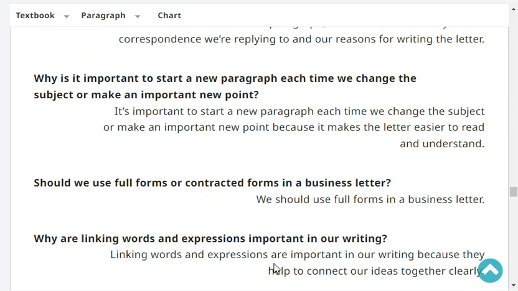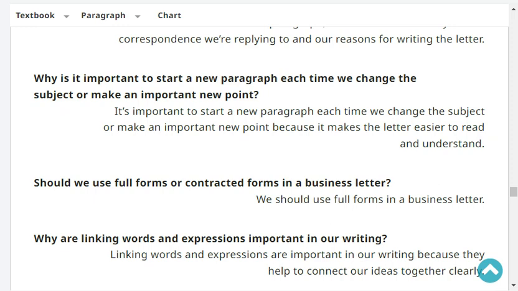Why is it important to start a new paragraph each time we change the subject or make an important new point? It's important to start a new paragraph each time we change the subject or make an important new point because it makes the letter easier to read and understand.